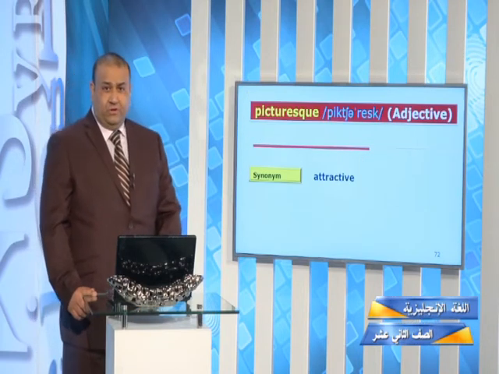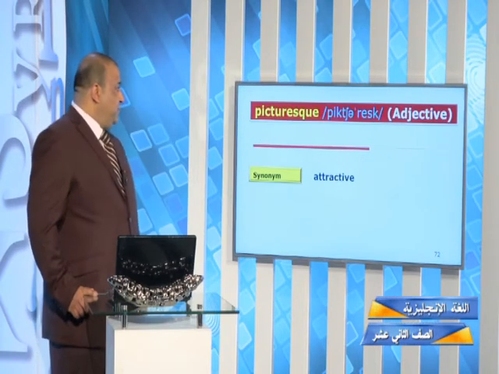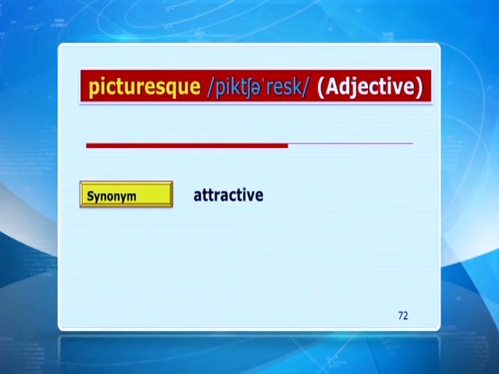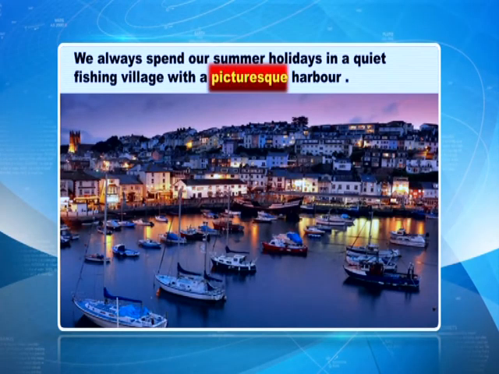The last word, which is an adjective, is picturesque. Picturesque means attractive, and this is my example. We always spend our summer holidays in a quiet fishing village with a picturesque harbor.